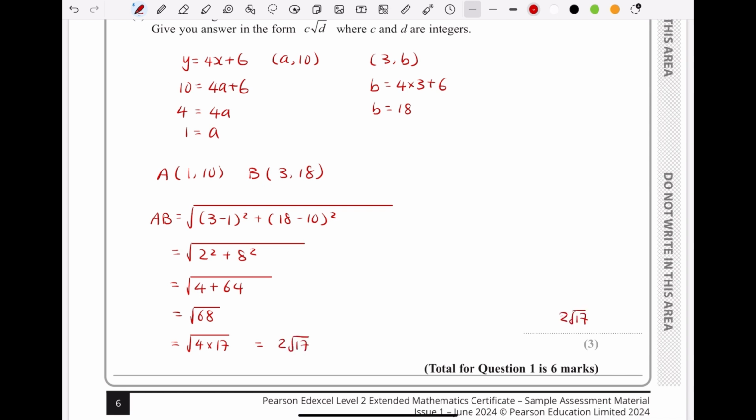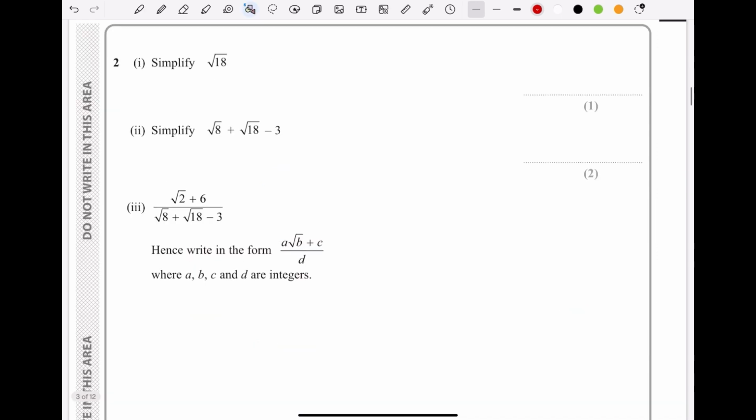Okay, now moving on to the second question. In part 1, we need to simplify root 18. Well, 18 is 2 times 9, therefore root 18 is 3 root 2. Root 8 is 2 root 2, plus root 18, which is 3 root 2. We will have 5 root 2 as our final answer.